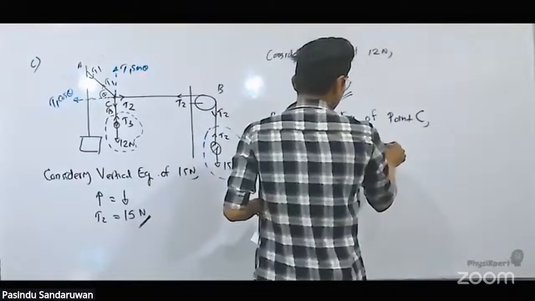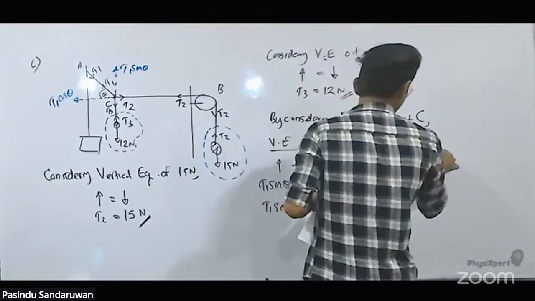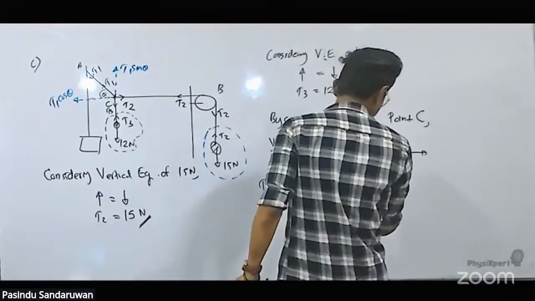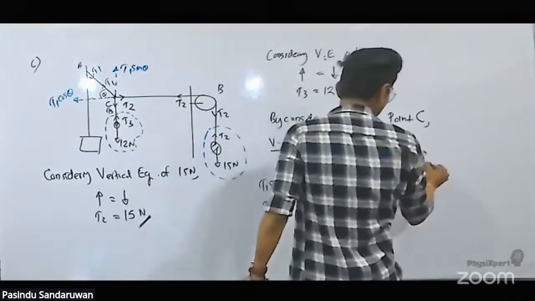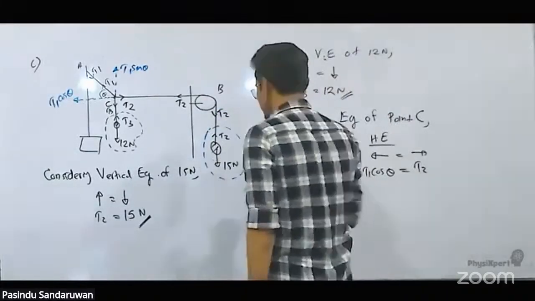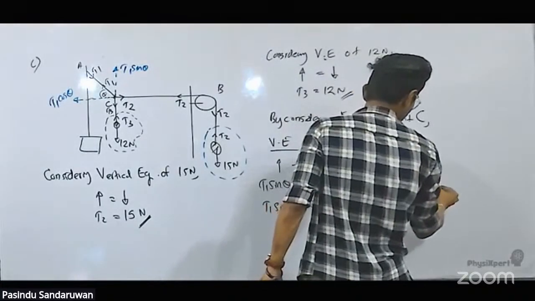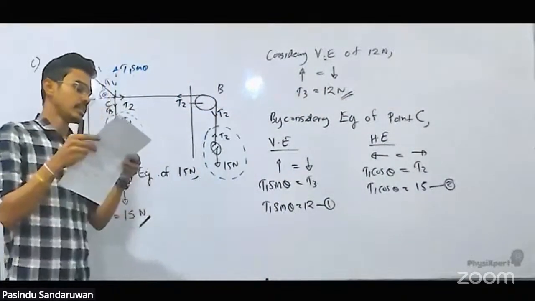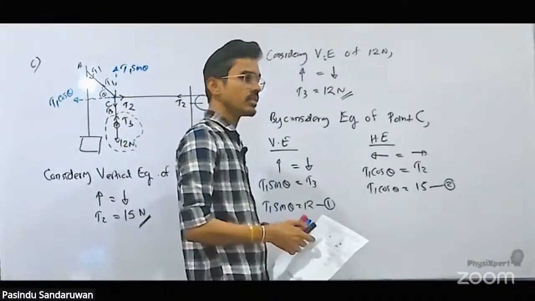Then considering horizontal equilibrium, horizontally leftward forces equal horizontally rightward forces. Horizontally leftwards, we have T1 cos theta. Rightwards, only T2. T2 is known, 15, which means T1 cos theta equals 15. I will consider this as equation 2, right? The tension and the angle are both in these two equations, right?